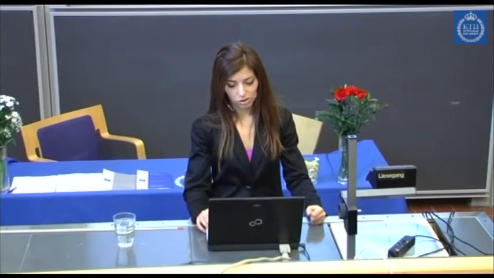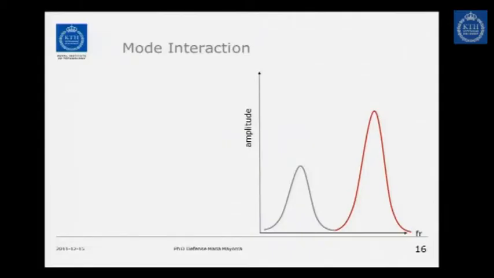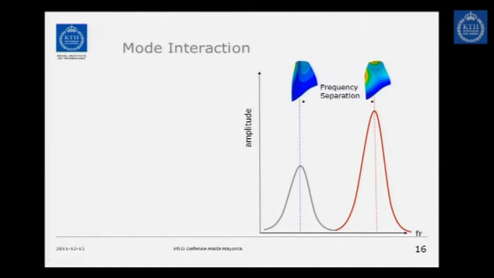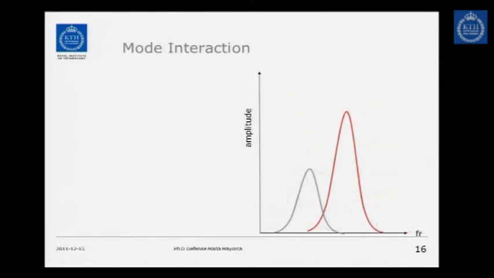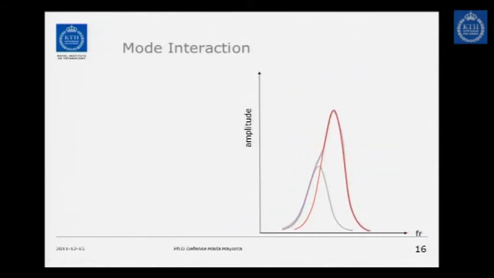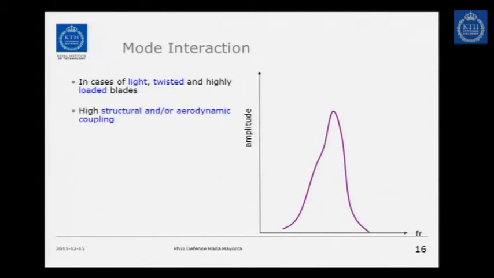Another subject that I treat here is mode interaction. If you see the peak response of two resonant frequencies for the same structure, here's the frequency, here's the amplitude, then you can get two specific mode shapes like that. If these get closer, you will get a combined response, something like that. So this means that the modes can interact with each other. This can happen in the case of very lightly twisted and highly loaded blades. There is some interaction between the mode families.